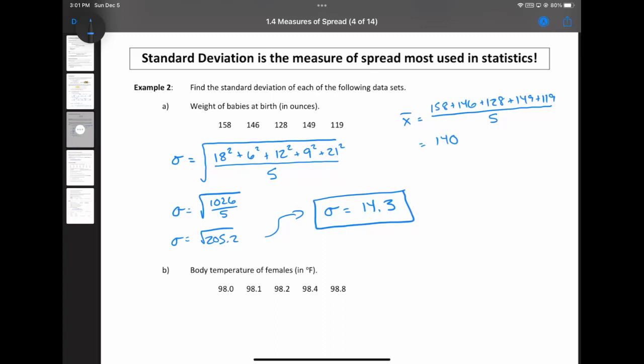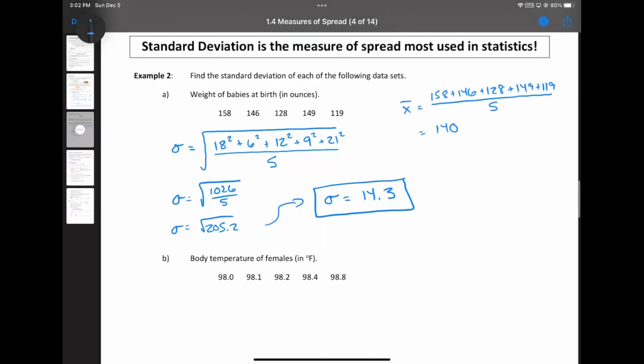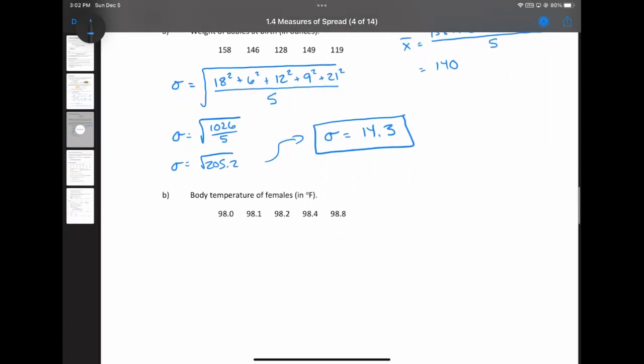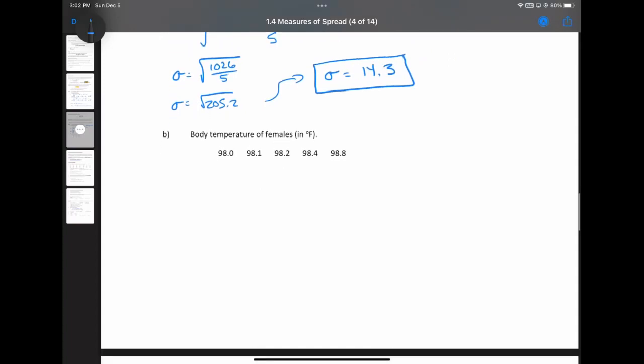Okay, looking at this next data set, which is the body temperature of females. I don't know if it's important that it was females, but that was the data set that I happened to find. Oh, we didn't even really talk about this. The top one was the weight of babies at birth in ounces. Anyway, units don't really matter. Let's try this one. Body temperature of females in degrees Fahrenheit.